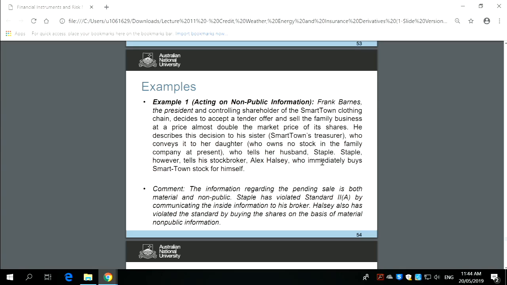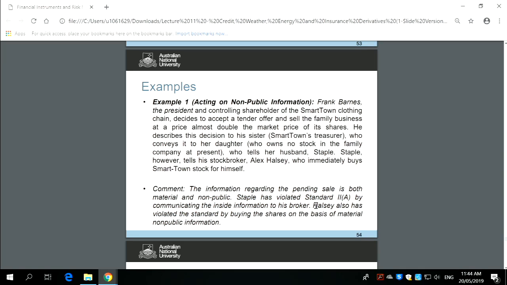And obviously, Alex is trading on that material information, right? He bought some shares for himself. So Alex is definitely violating the standard, all right? So here's the comments, the conclusion. Staple has violated the standard by communicating this inside information to his broker. He shouldn't be doing that, right?